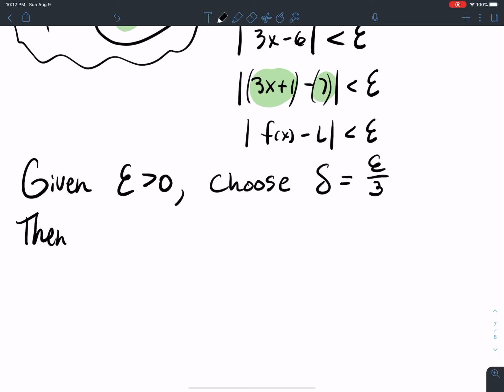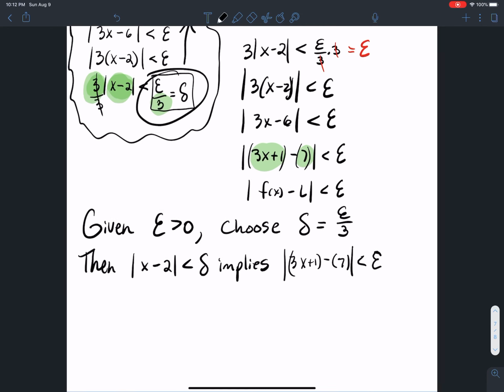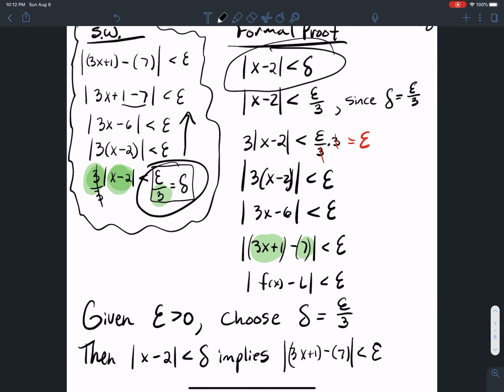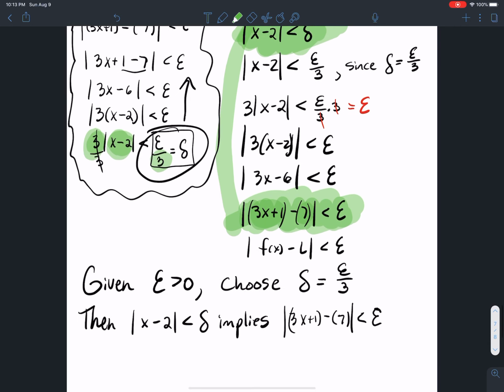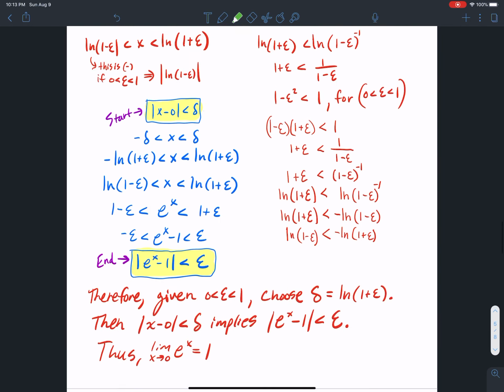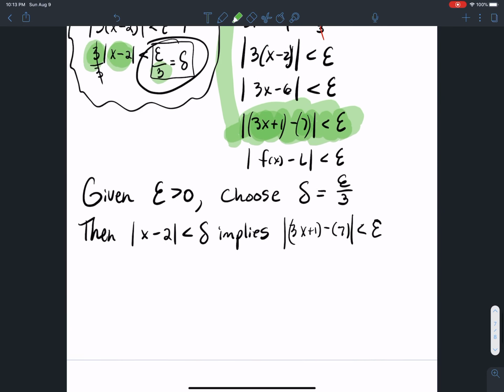Then absolute value of x minus 2 less than delta implies, what does it imply? It implies absolute value of 3x plus 1 minus 7 is less than epsilon. That's literally what we just started with here. We started here in our formal proof and we got down to right here. So this thing up top implies this thing down low right here. That's what we're saying. Okay? And if that's the case, then what do we know? The limit is equal to 7.